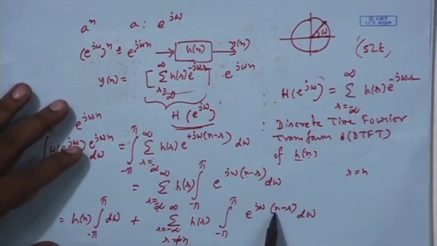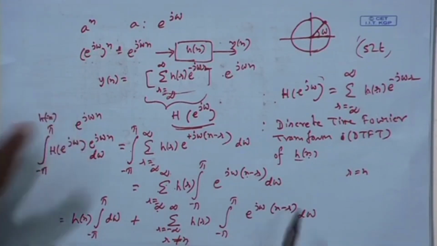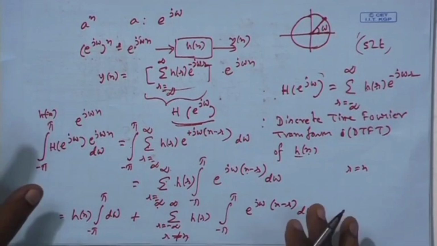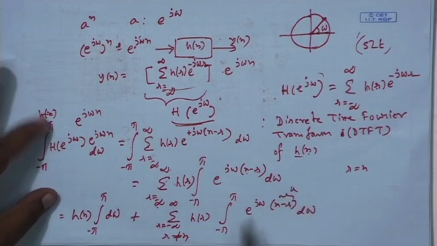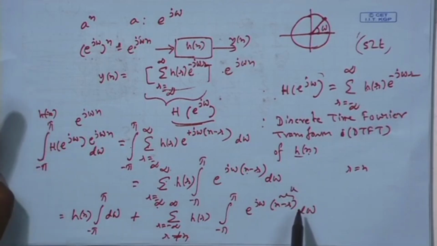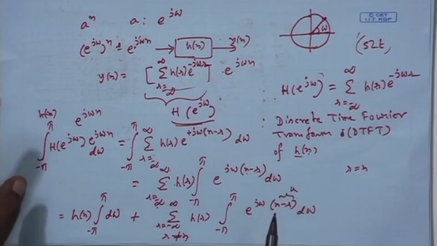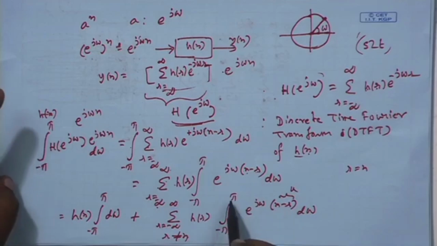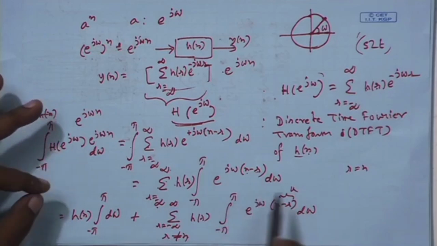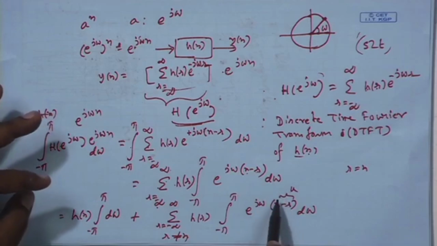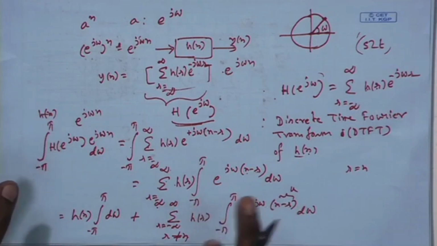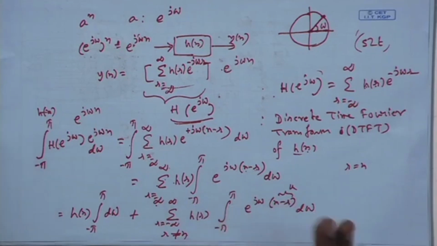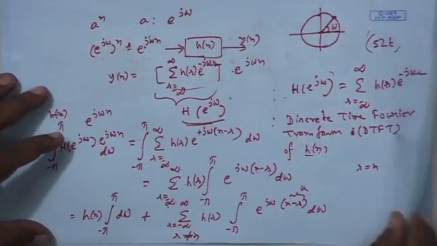Now, since r is not equal to n here, n minus r will be an integer, positive or negative does not matter. You can call it k. So, it will be e to the power j omega k. E to the power j omega k, if you integrate over minus pi to pi, it will be 0. Why? E to the power j omega k means cosine omega k plus j sin omega k. Cosine omega k will have k number of full cycles from minus pi to pi, that is over a period of 2 pi. You can easily see it.